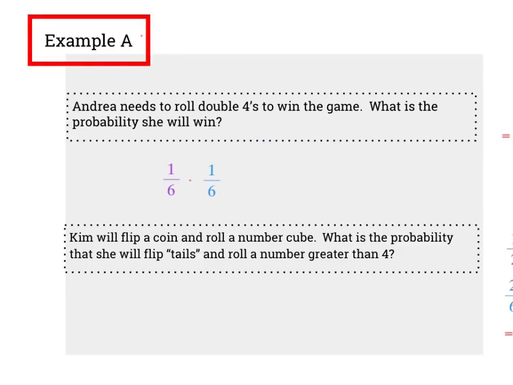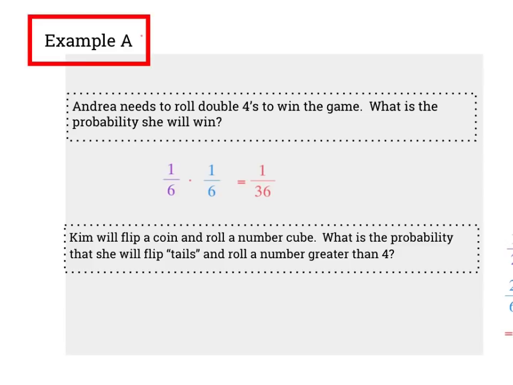1 times 1 is 1. 6 times 6 is 36. So my probability of this happening, of her winning the game, is 1 out of 36. That's not very good chances because 35 times she will not win the game and only 1 time she can win the game. So let's take a look at the next one.